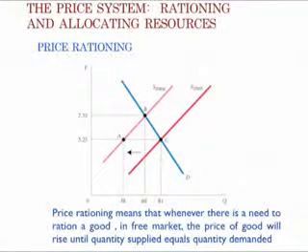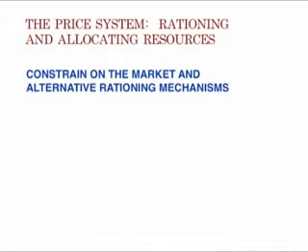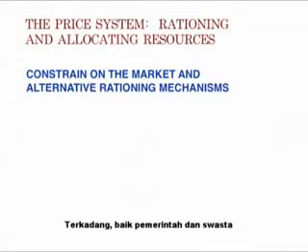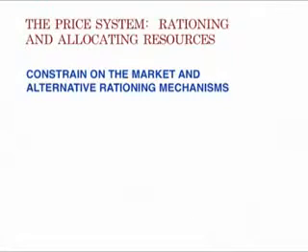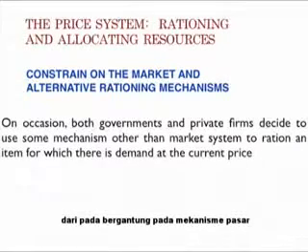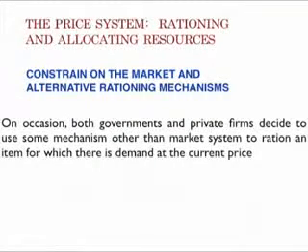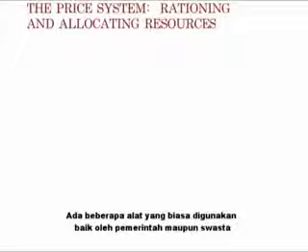Now, there are constraints on the market and alternative rationing mechanisms. On occasion, both governments and private firms decide to use some mechanism other than the market system to ration an item for which there is excess demand at the current price. There are many devices or mechanisms that are used by them.